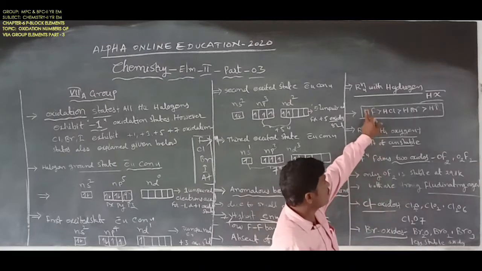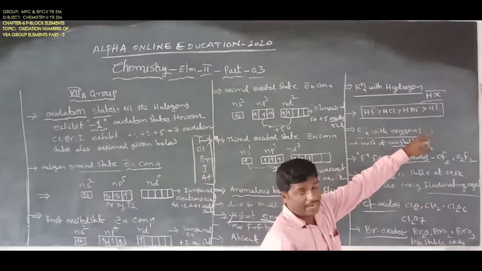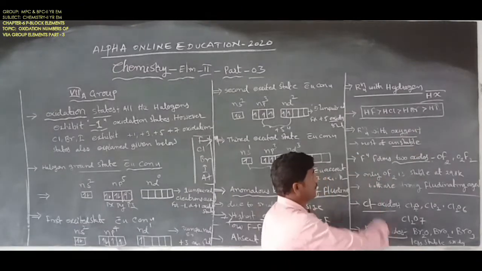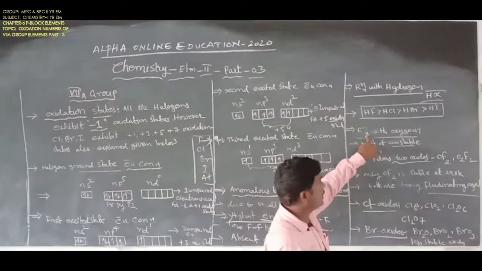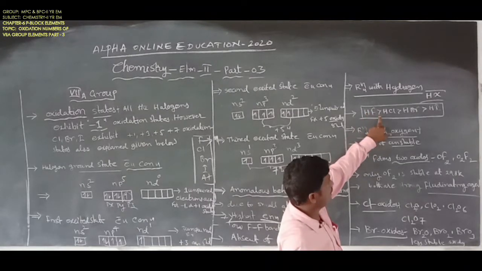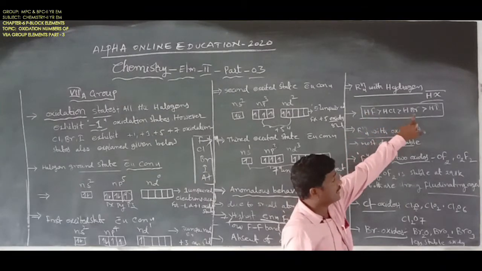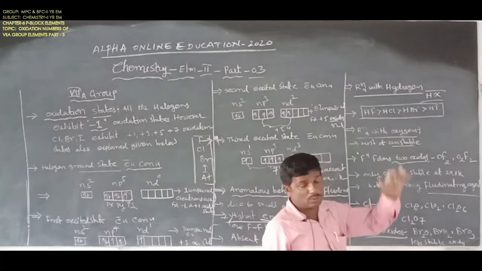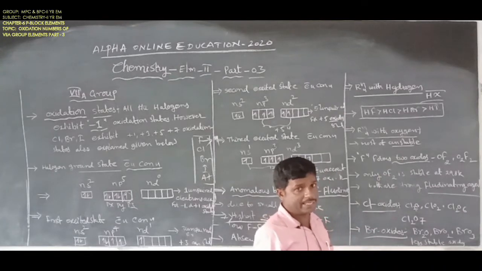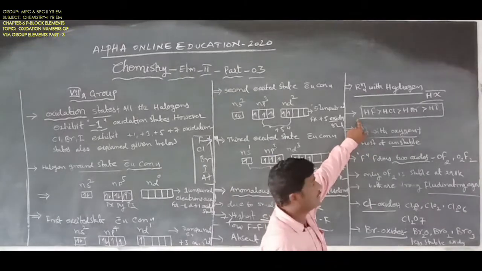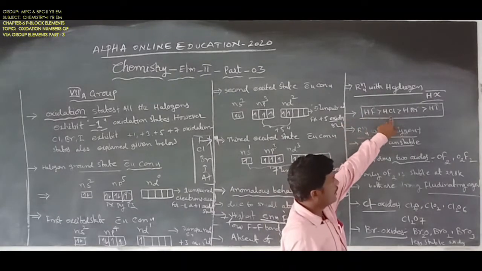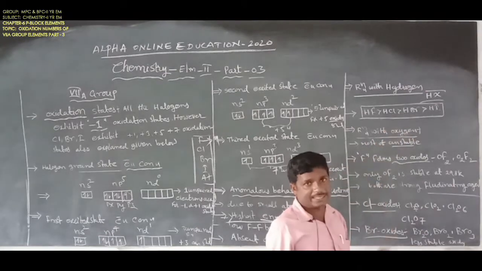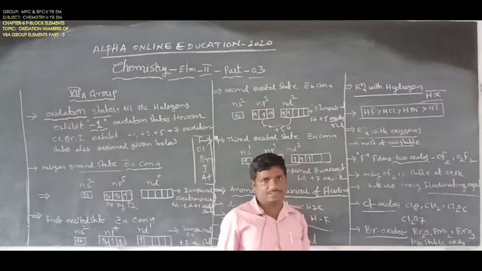Now the stability of the hydrogen halides. The stability decreases from top to bottom: HF is greater than HCl, greater than HBr, greater than HI. The stability decreases from top to bottom because the bond enthalpy, or bond energy, decreases. That is the hydrogen halides.